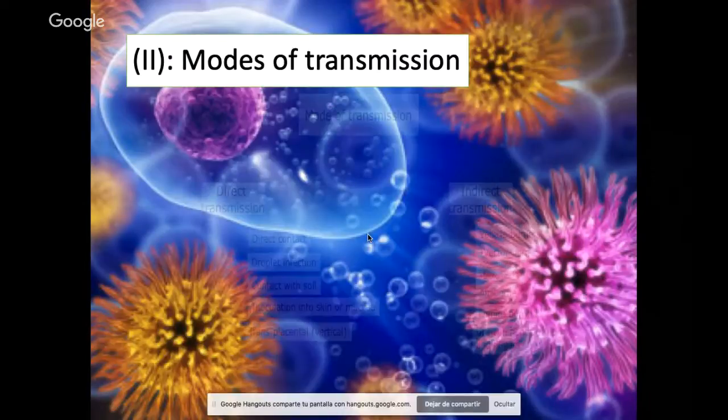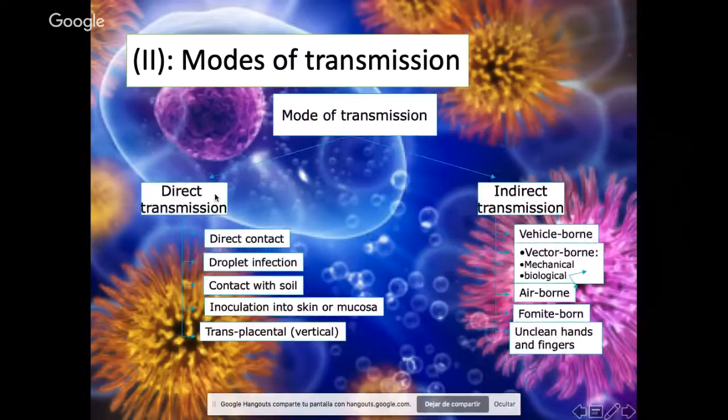The modes of transmission, we have direct transmission that could be possible through direct contact, droplet infection, contact with soil, inoculation into skin or mucosa, transplacental transmission, and indirect transmission: vehicle-borne, vector-borne, mechanical or biological, airborne, fomite-borne, and unclean hands and fingers.